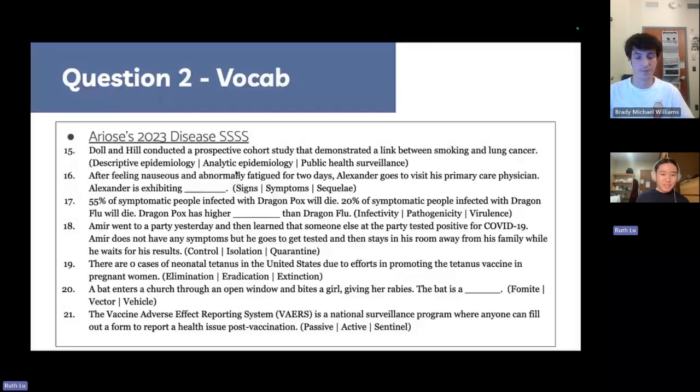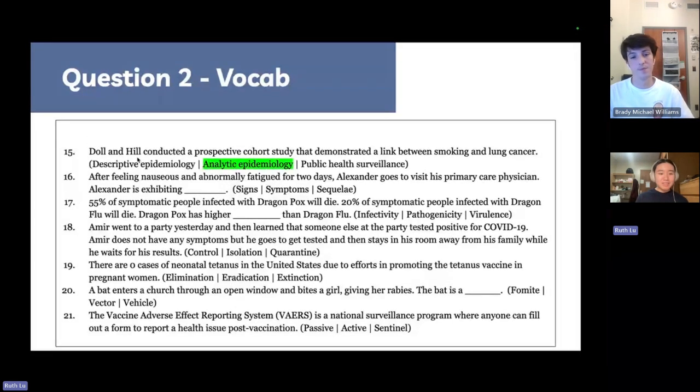So this is going to be analytic epidemiology. It's not descriptive because they are trying to describe a situation, but they're also doing a cohort study, which is analytic, and they're not really doing surveillance.